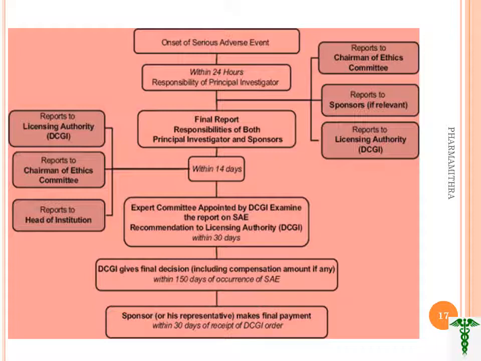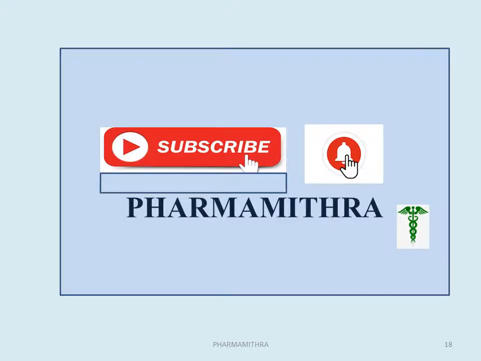This is the flow diagram showing what we have to do if any serious adverse event is reported. So these are the safety related data of clinical trials. I hope this will be helpful if you are doing any clinical trial.